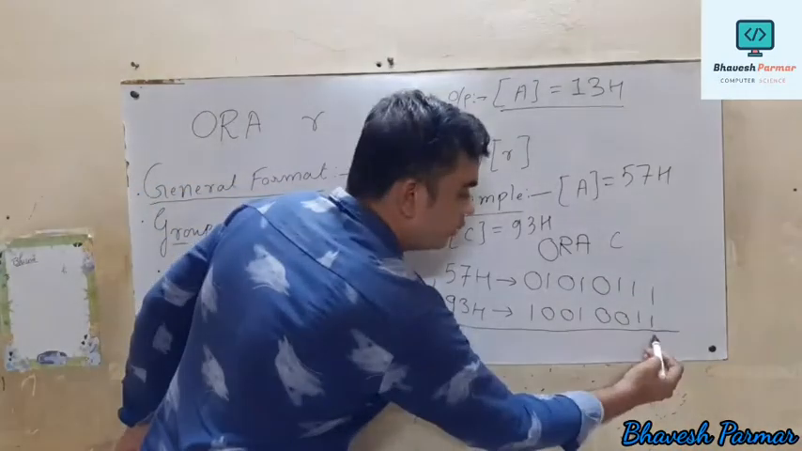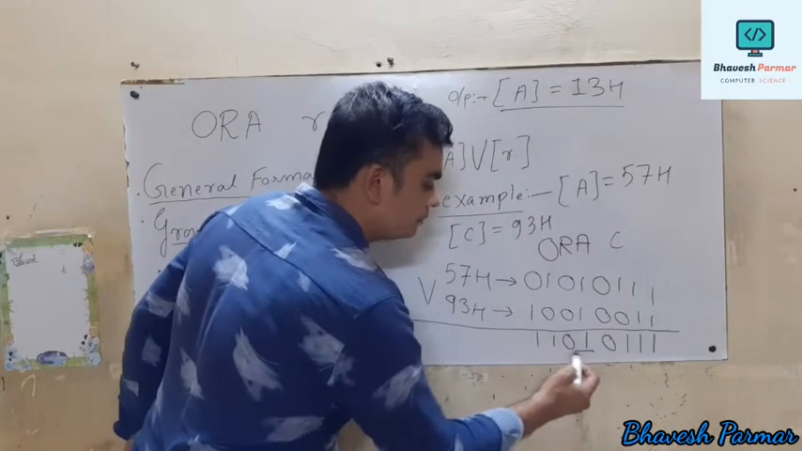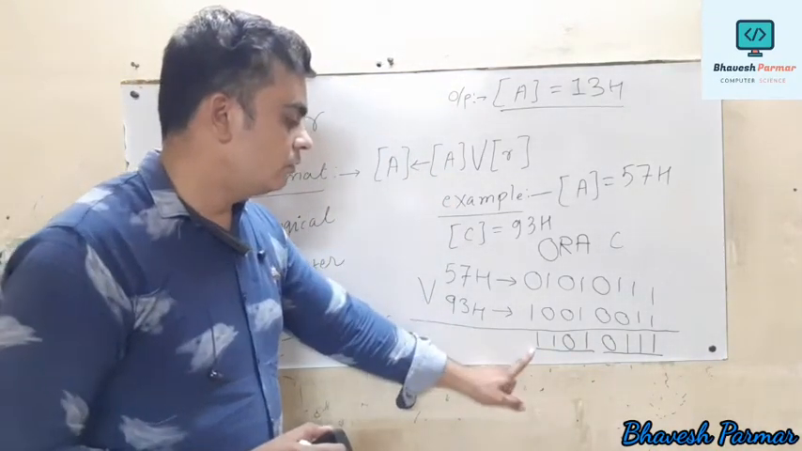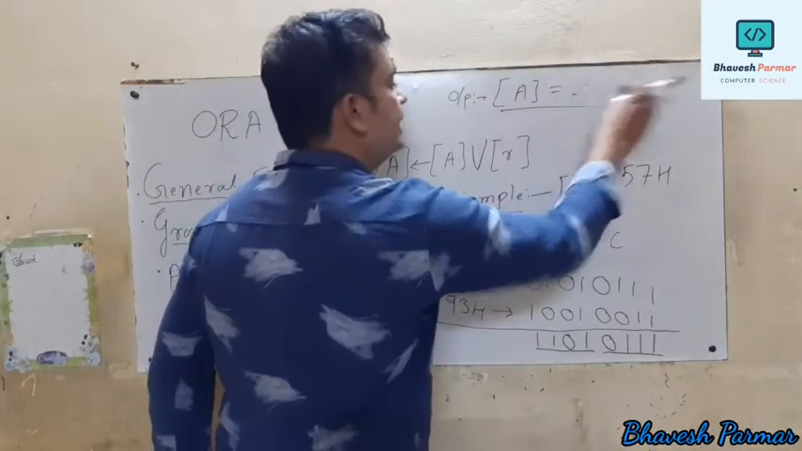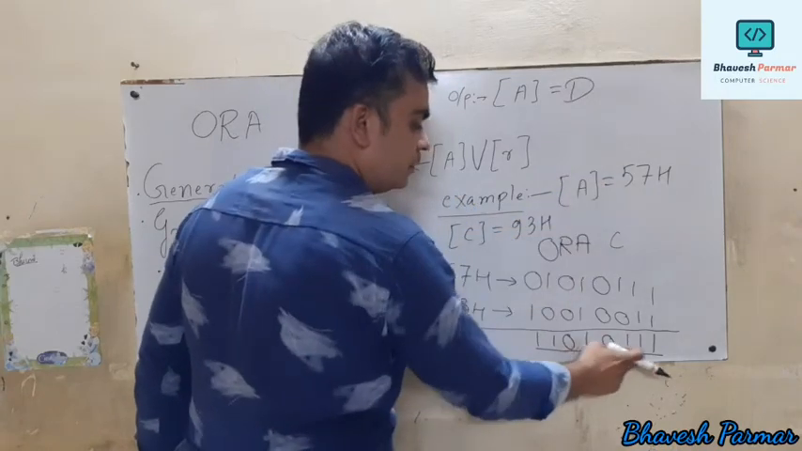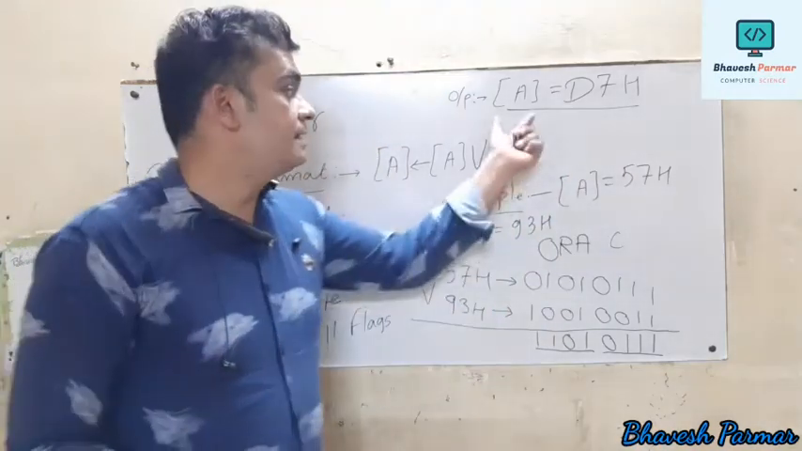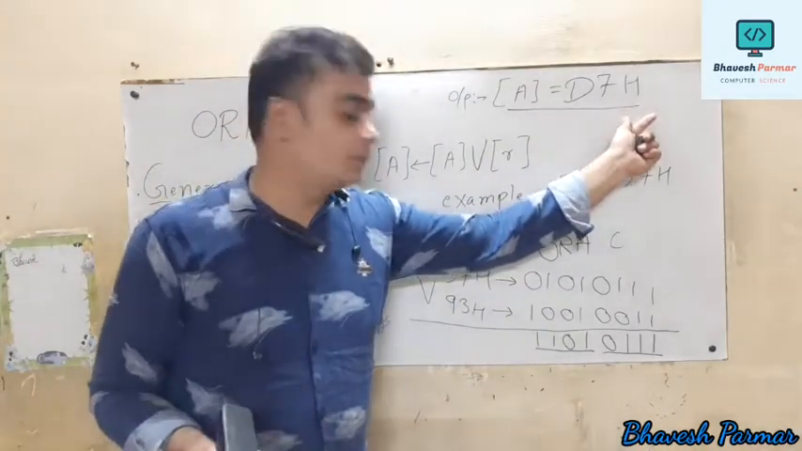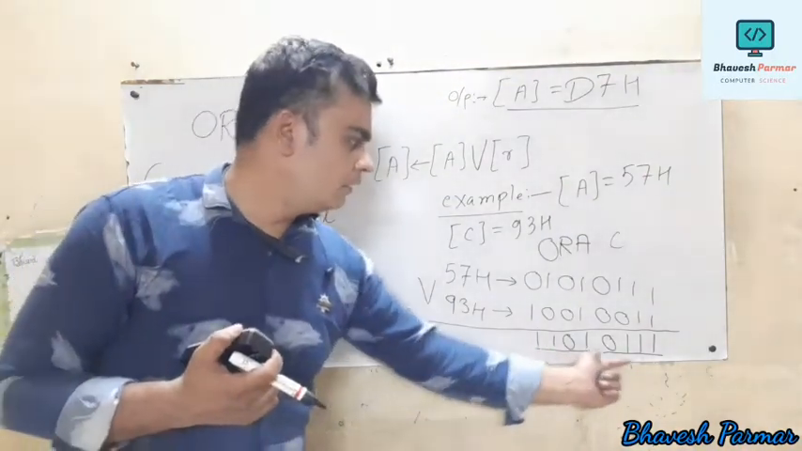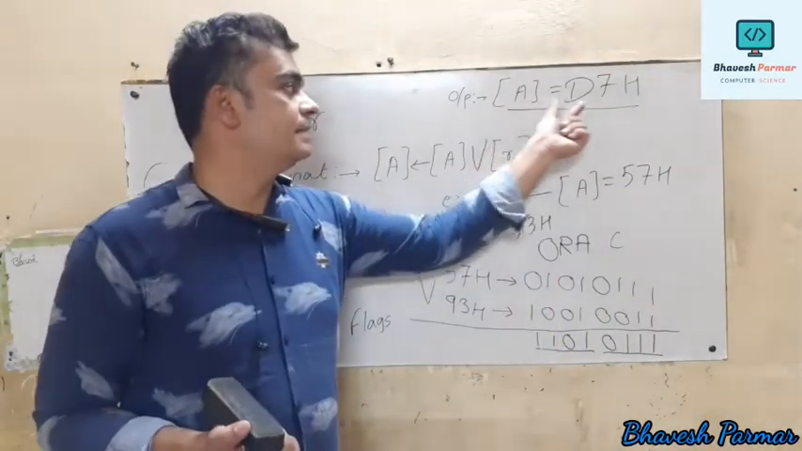So here in this case my output is 1 1 1 0 1 0 1 1. If we make groups of 4 digits, then 1101 is 13. So 13 is represented by D and 0111 means 7. So my answer is content of A is equal to D7H. So how do we find it? After calculating the result, make groups of 4 bits and reconvert them into hexadecimal form. That's why my answer is D7H.